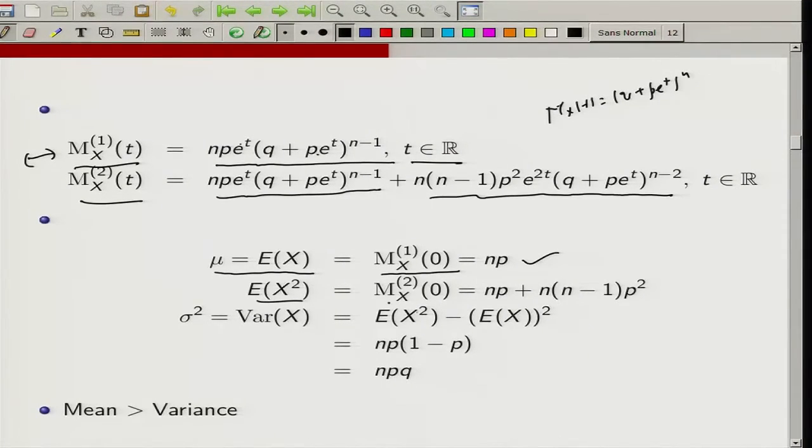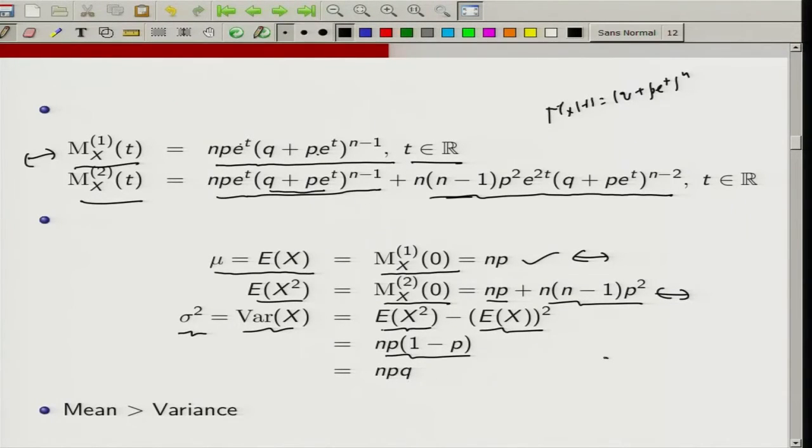E of X square, that means I put t is equal to 0 in the second derivative of the moment generating function. At t is equal to 0, this gives me q plus p, which is 1. e to the power t at t is equal to 0 is 1, so this gives me np. Let us look at the second term, n into n minus 1, p square. e to the power 0 is 1, so 1, (q plus p) to the power n minus 2, that is again 1, so this is 1. Now I have to get sigma square, which is the variance of X. We know that variance of X is nothing but the expected value of X square minus the expected value of X whole square, which is the same as this quantity minus the square of this quantity, which is nothing but np into 1 minus p. So I get mean as np and variance as npq.